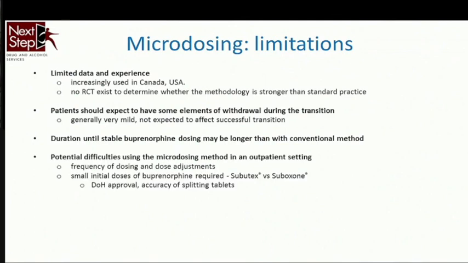We have to recognize that there are potential difficulties in replicating it in the outpatient setting as well. The frequency of dosing, generally you need to dose twice a day, and how is that going to work with attending a pharmacy twice a day, although not impossible. The small initial doses of buprenorphine require Subutex rather than Suboxone, and until recently there were regulatory restrictions regarding using Subutex for this purpose. But the good news is that there is now the potential to use low-dose buprenorphine for a very short period of time, up to 14 days, so using Subutex for difficult inductions from illicit opiates.